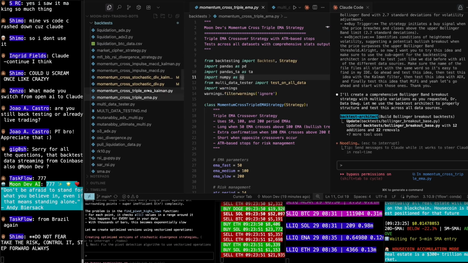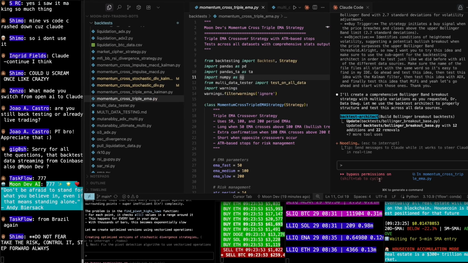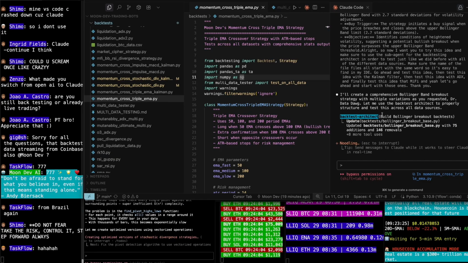Okay, so that one didn't look too hot either. So I'm passing on all those. So I'll create a comprehensive Bollinger Band breakout strategy with multiple variations as you requested. Let me use the backtest architect to properly structure and test these across all data sources.